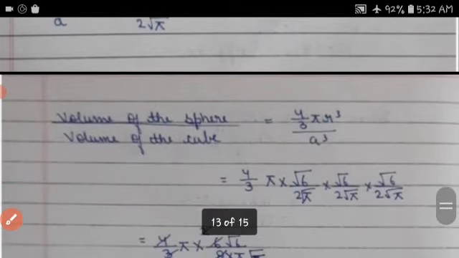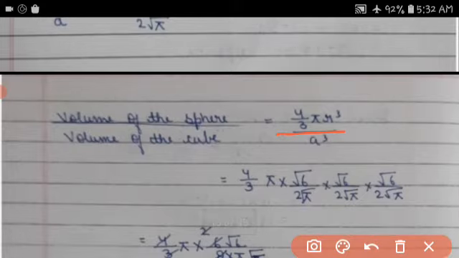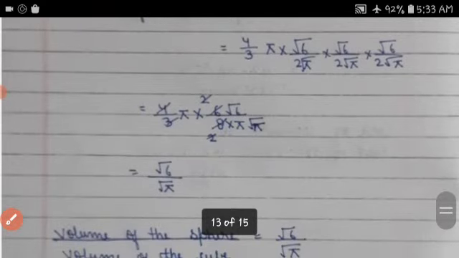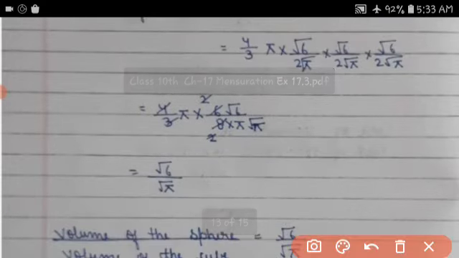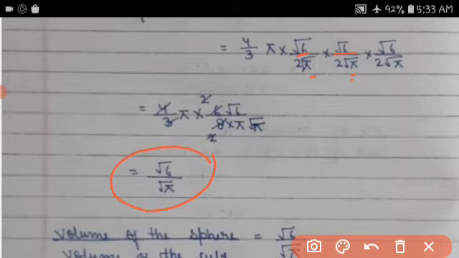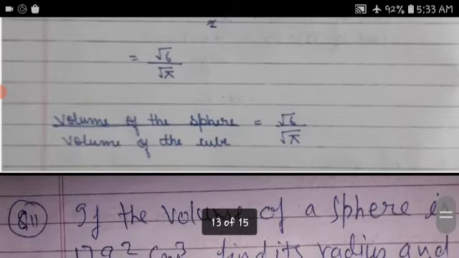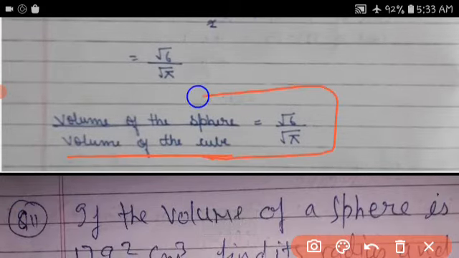Now the volume of the sphere is equal to 4 by 3 pi r cube, and the volume of the cube is a cube. Now 4 by 3 pi into root 6 upon 2 root pi, root 6 upon 2 root pi, root 6 upon 2 root pi. Now root 6 multiplied by root 6 multiplied by root 6, and root pi multiplied by root pi is equal to pi. 2 twos are 4, 4 twos are 8. Cancel out, and now what remains is root 6 upon root pi. So the volume of the sphere upon the volume of the cube is root 6 upon root pi.